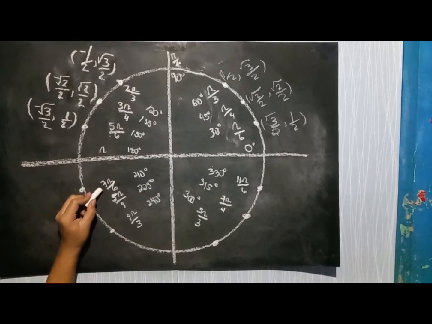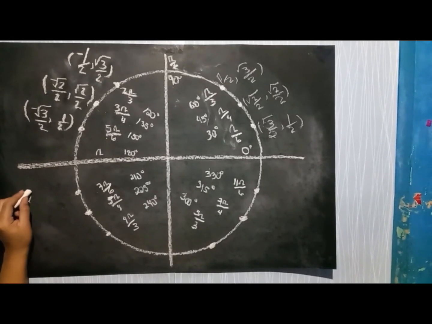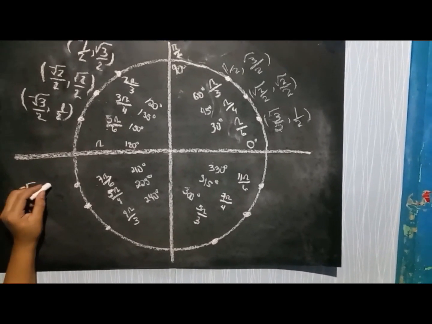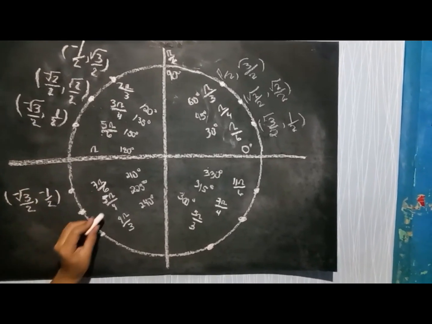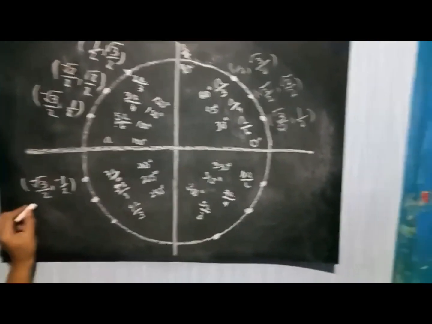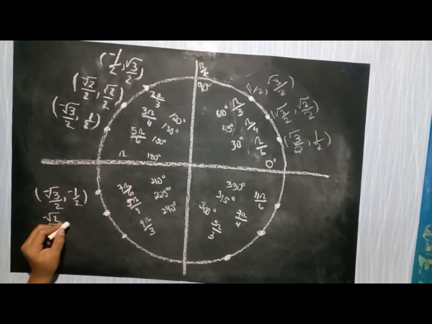Let's move on in this side. The x and y coordinates of 210 degrees and 7 pi over 6 is negative square root of 3 over 2 and negative 1 over 2. The x and y coordinates of 225 degrees and 5 pi over 4 is negative square root of 2 over 2 and negative square root of 2 over 2.